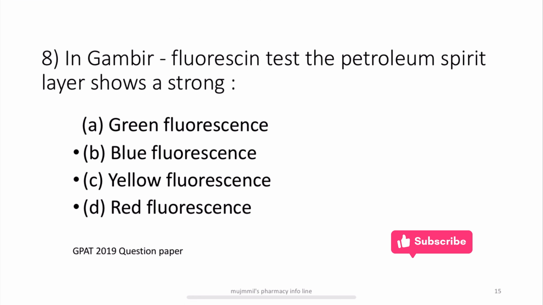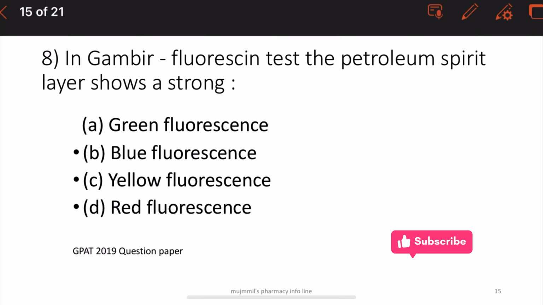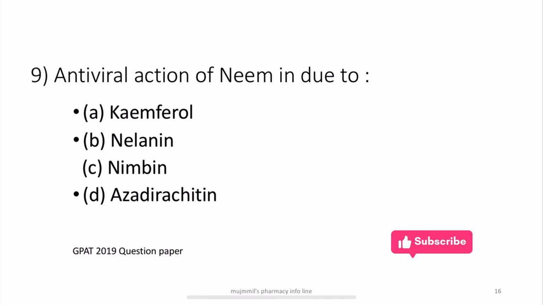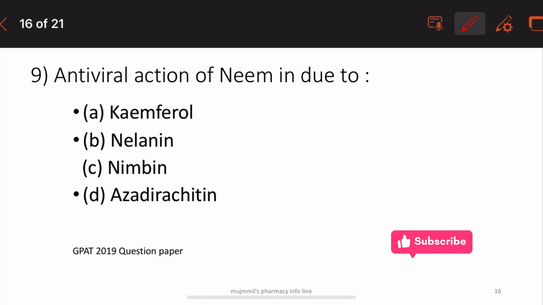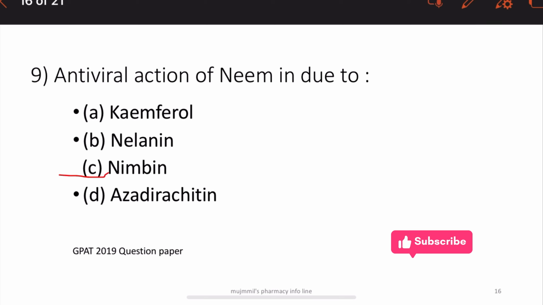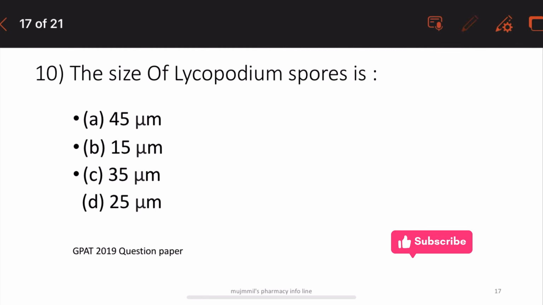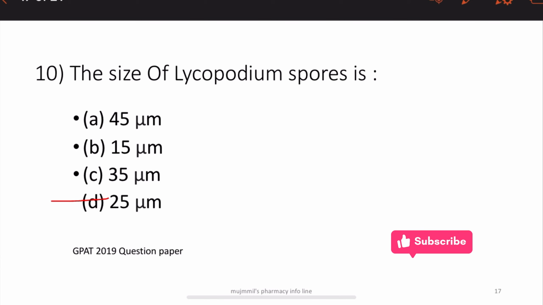In Gambier fluorescence test, the petroleum spirit layer shows a strong. The correct answer is option A, green fluorescence. Antiviral action of neem is due to. The correct answer is option C, nimbin. The size of lycopodium spores is. The correct answer is option D, 25 micrometer.